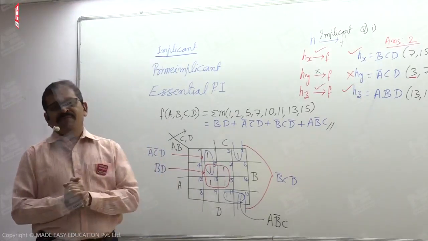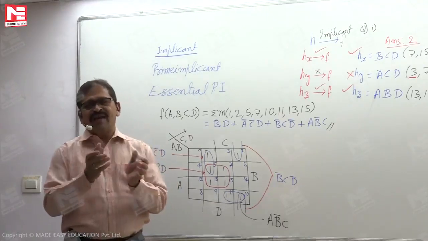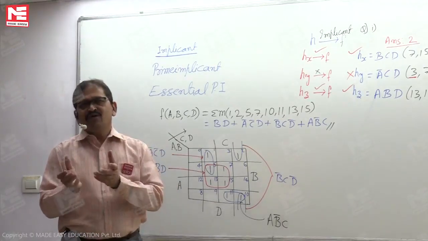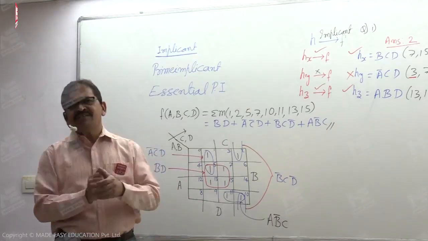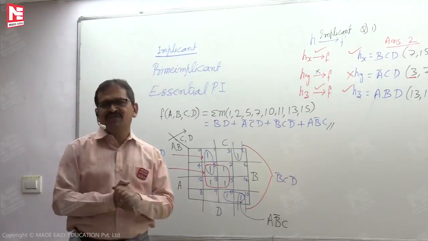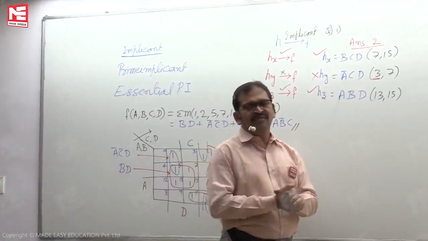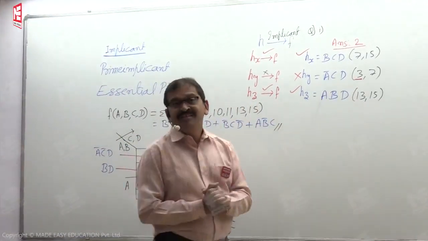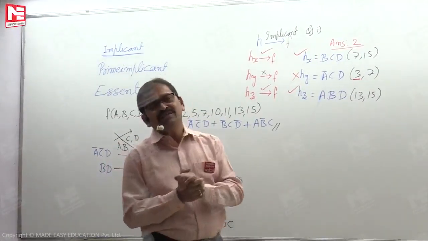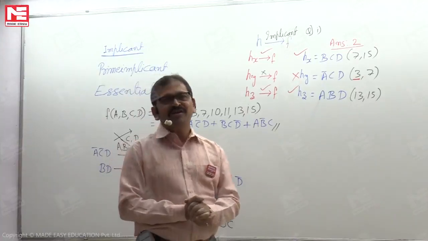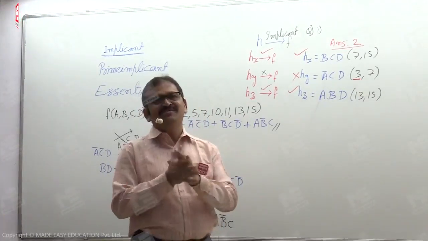In other words, while grouping whichever cells we are having the product, if at least one of the cells is not a minterm of the given function, then we are saying the function f is not covering that particular product. Based on this, that product is not an implicant. Like this we are checking.